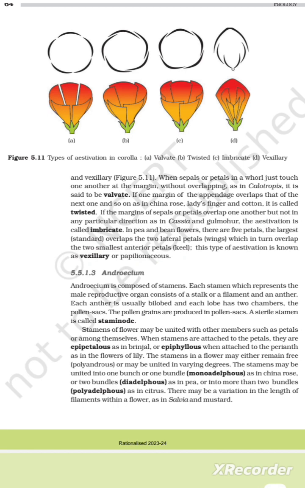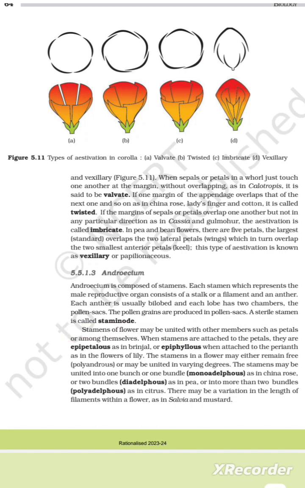5.5.1.3. Androecium. Androecium is composed of stamens. Each stamen, which represents the male reproductive organ, consists of a stalk or a filament and an anther. Each anther is usually bilobed and each lobe has two chambers, the pollen sacs. The pollen grains are produced in pollen sacs. A sterile stamen is called staminode.